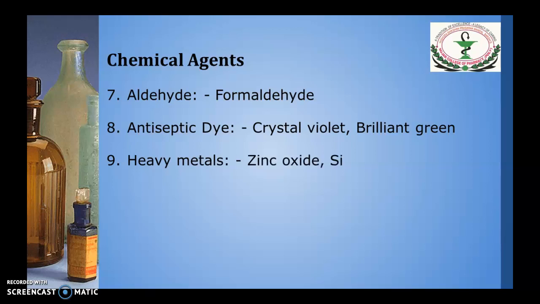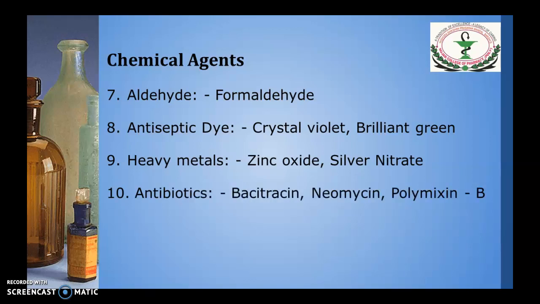Ninth is heavy metals. Examples are zinc oxide and silver nitrate. Tenth one, some of the antibiotics such as bacitracin, neomycin and polymyxin B. They are used as antiseptic agents. And the last one comes under the miscellaneous class. Example is nitrofurazone.